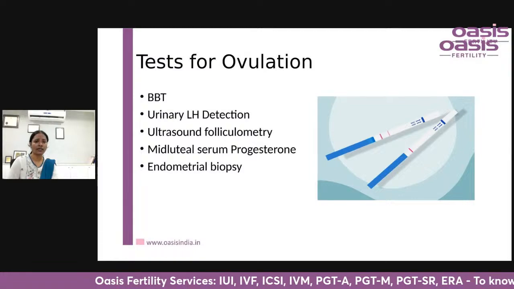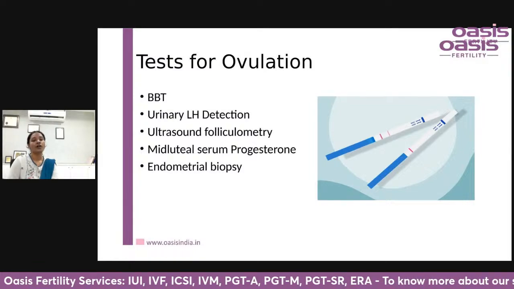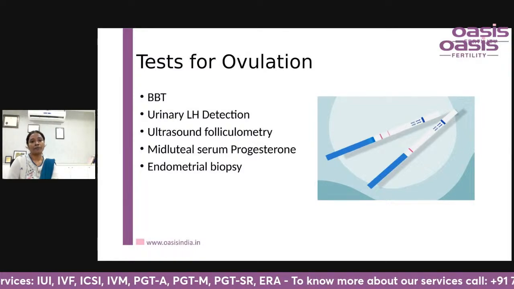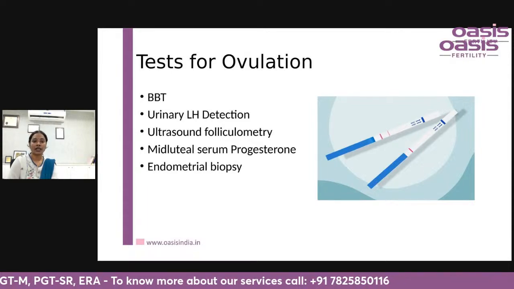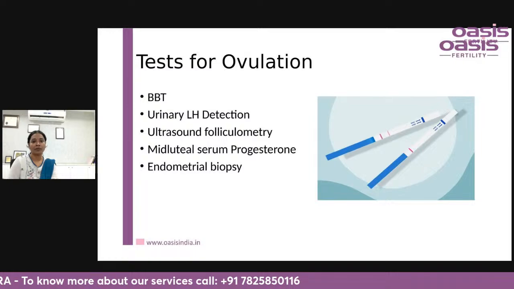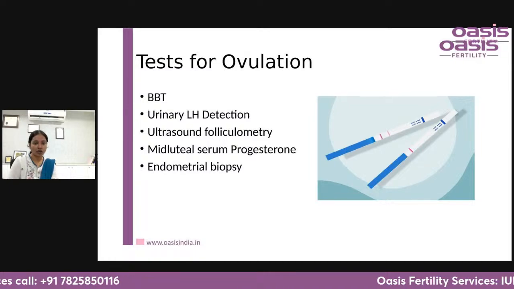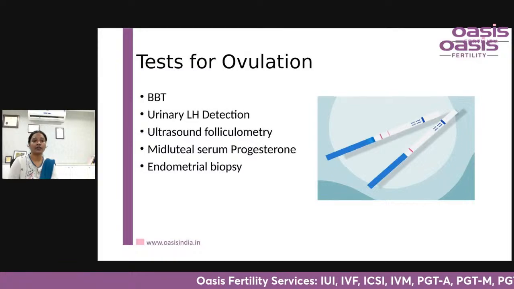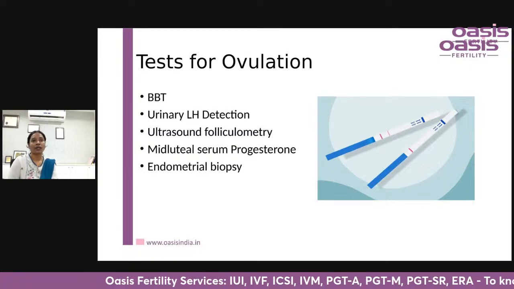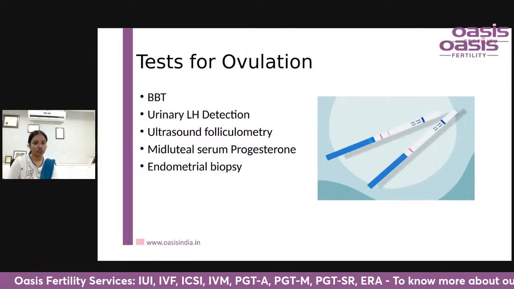And the other commonly done test is the urinary LH detection, which can be done with ovulation test kits that are commercially available. Women can use them to detect the LH hormone, which surges before ovulation, and this can be detected by urinary test kits so that the woman understands her time of ovulation.